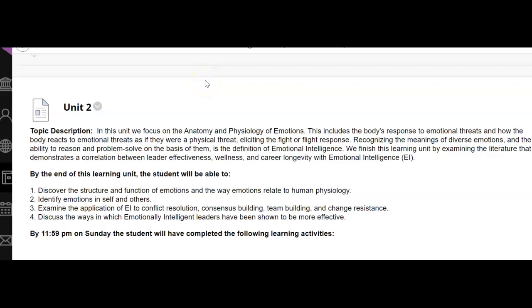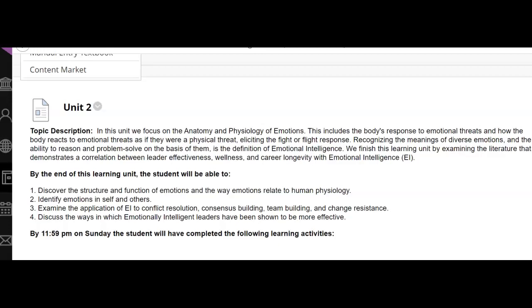On to learning unit number 2. In this learning unit, we're going to focus on the anatomy and physiology of emotions. This includes how the body responds to emotional threats and how the body reacts to these threats as if they were a physical threat, eliciting the fight or flight response.